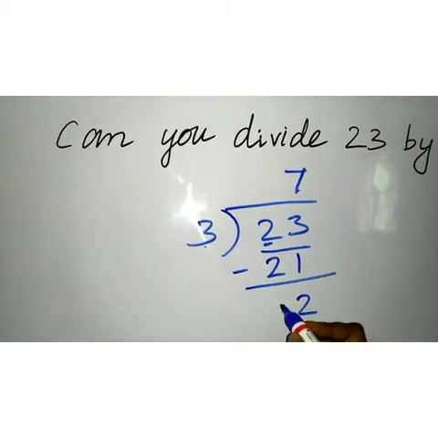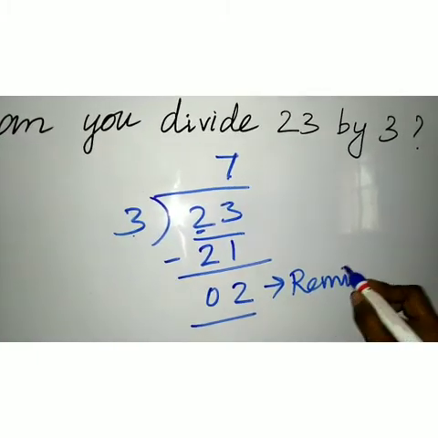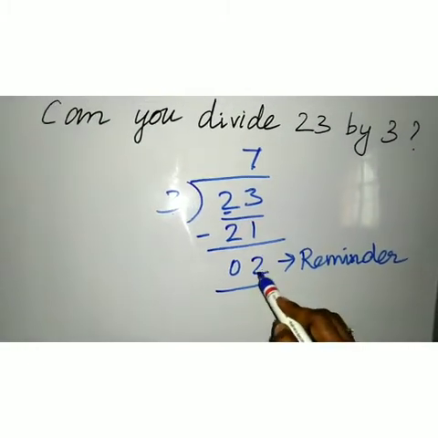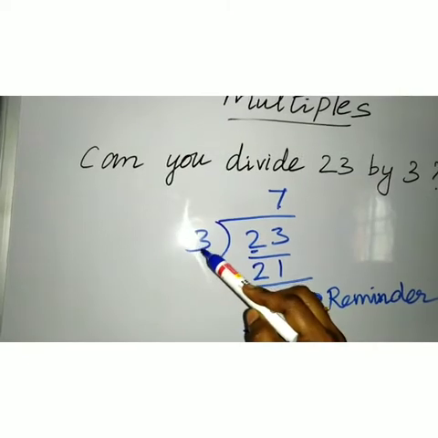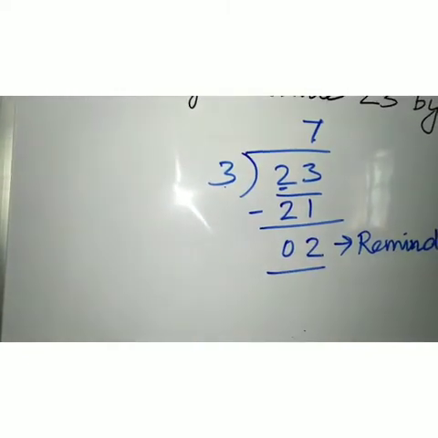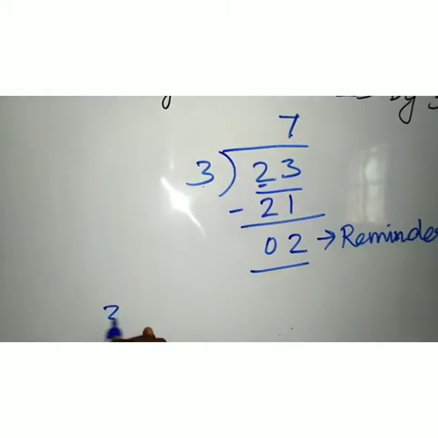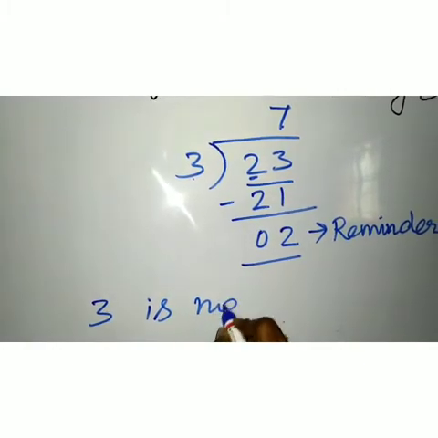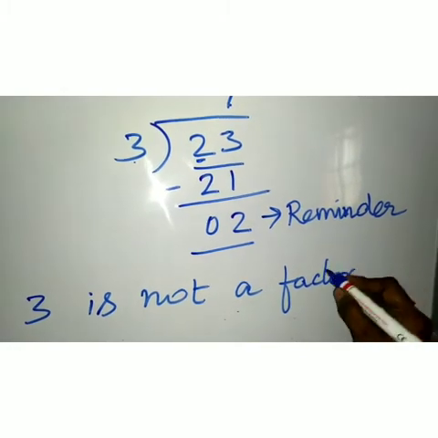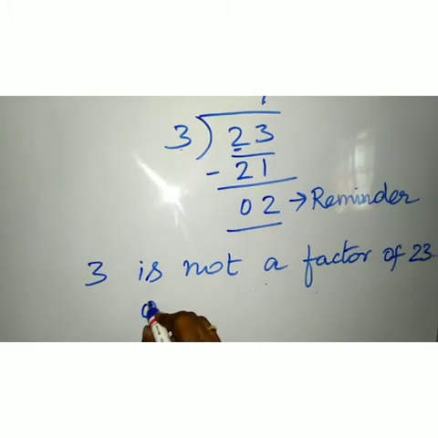So consider 7. 7 3s are 21. Now subtract these two values. 3 minus 1, 2. 2 minus 2, 0. So you got the remainder as 2 while dividing 23 by the divisor 3. Okay, children. Now can you say 23 is divided by 3? No. 23 cannot be divided by 3 because we got the remainder as 2 while dividing it.